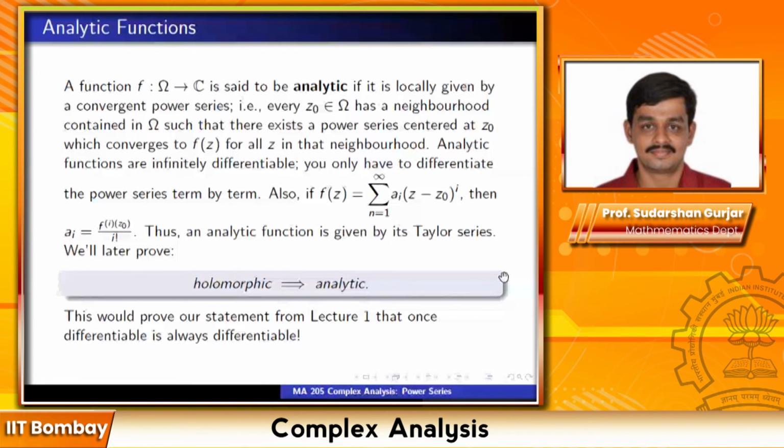Once a function is holomorphic, that means once differentiable, it is given by its power series. Once it's given by its power series, it is analytic. That means it is analytic, and analytic functions are infinitely differentiable by whatever I've just written. So functions which are once differentiable are infinitely differentiable. All this is yet to come, but just to put our discussion in proper perspective. Is it okay?